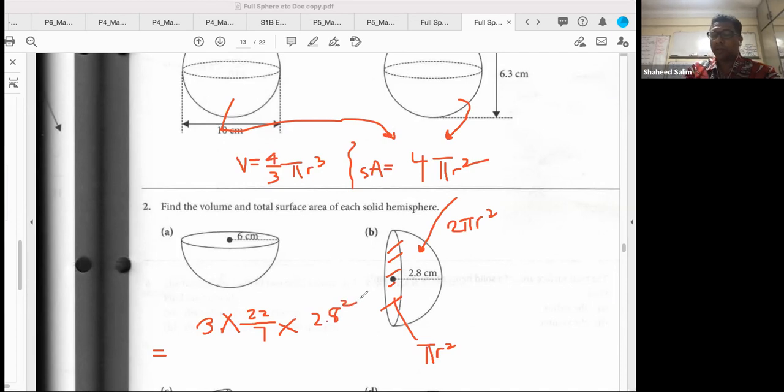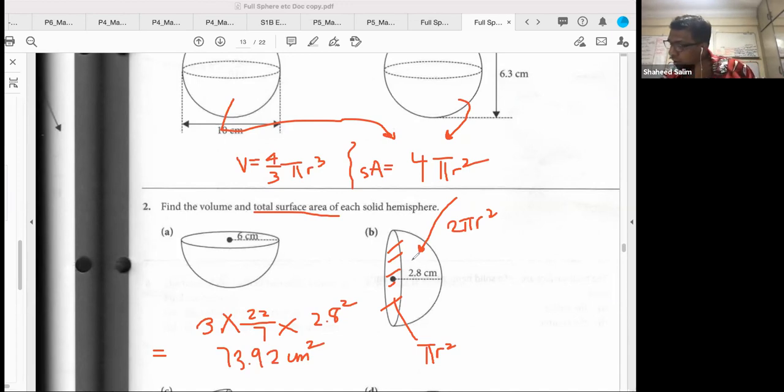You just put it inside your calculator and that's it. 2.8 squared times 22 divided by 7 times 3. You should get roughly 73.92. So this is now the answer for the total surface area of this hemisphere. Okay, so Shafi'i and Inshira, well done.